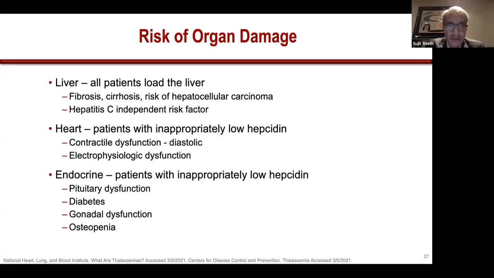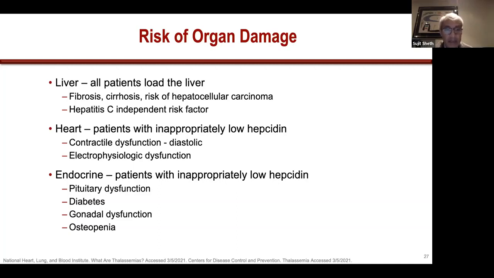The heart is particularly vulnerable, especially in individuals with low levels of hepcidin, the master regulator of iron metabolism. Hepcidin levels are low in individuals with ineffective erythropoiesis, and that's what leads to the increased absorption of iron from the gut. And these individuals who have relatively low hepcidin levels do load the heart and the endocrine organs as well. In the heart, you can have contractile dysfunction, usually starting off diastolic, but eventually leading to systolic dysfunction as well as conduction abnormalities leading to a variety of different arrhythmias.